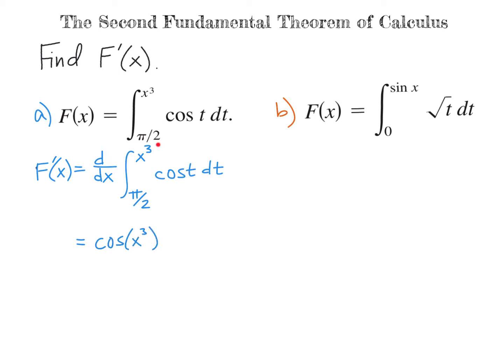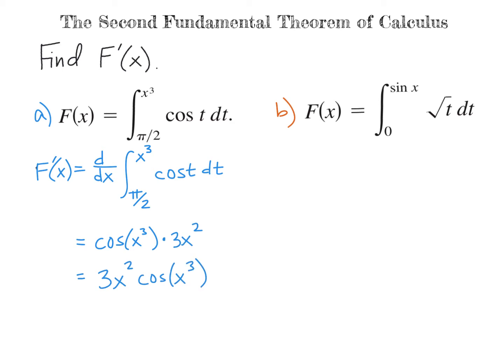Now, because this is not simply x, it is x cubed, we do need to apply the chain rule next. So we need to take the derivative of x cubed and multiply by that. So that will be 3x squared. And in final answers, when we have a trig function, we do normally write that last. So we can rewrite this answer as 3x squared times the cosine of x cubed.